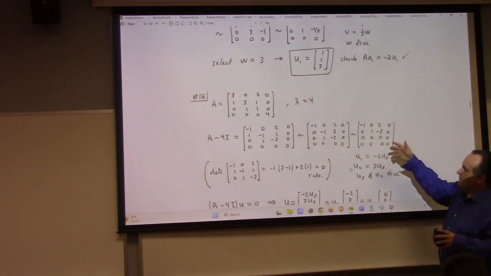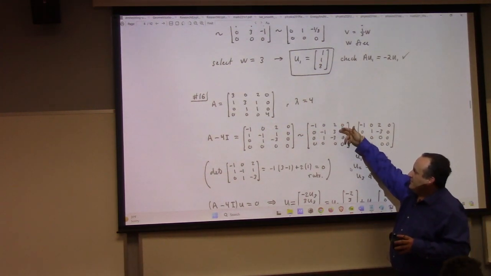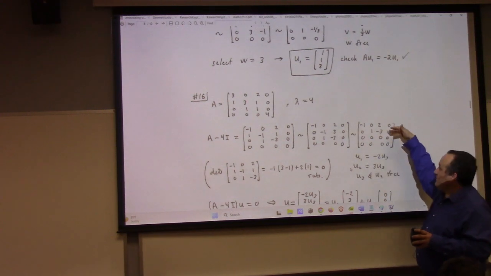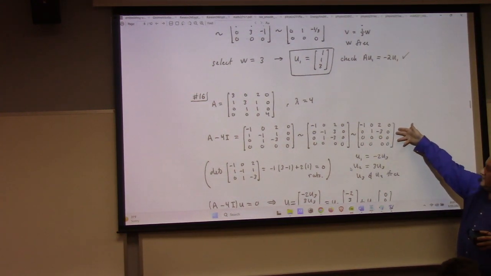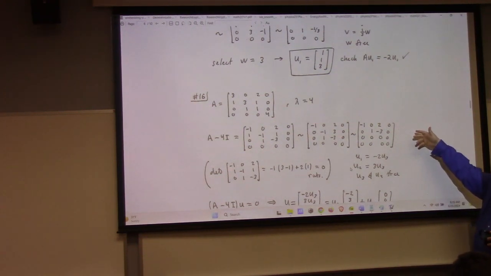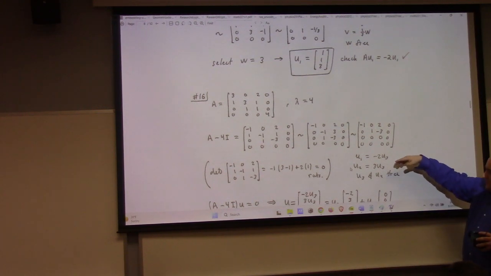So at this point, it becomes quite obvious that this row and that row are the same row, so just keep one of them, and then we're done. So that's enough. Now I can see that, I started using subscripts because U, V, W, what comes next? X? I don't know, I decided to use U1, U2, U3, U4 for this one.